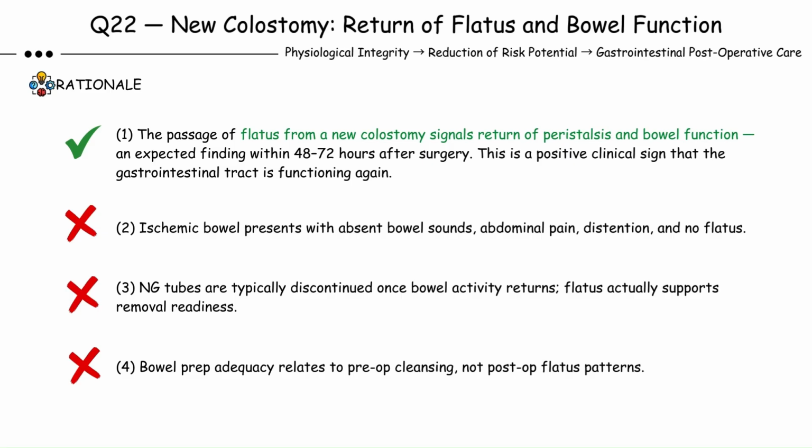Now, let's see why the other options are incorrect. Option 2, early signs of ischemic bowel. In ischemia or obstruction, we would be worried about no flatus, no stool, increasing pain, and progressive abdominal distension, not active gas output.